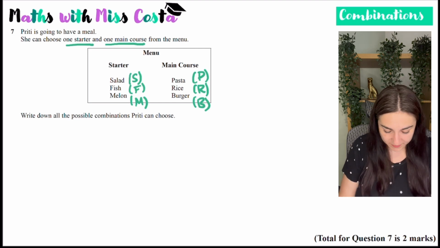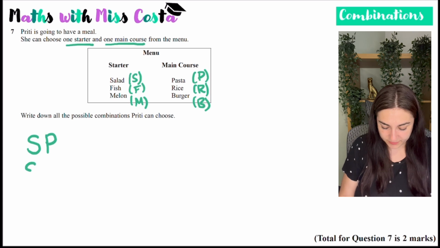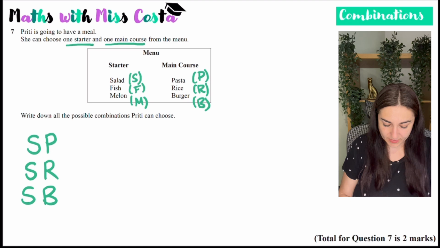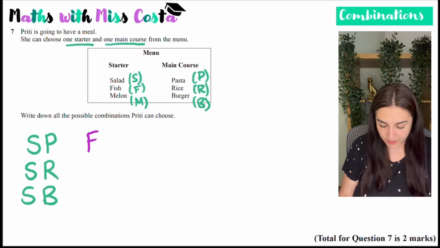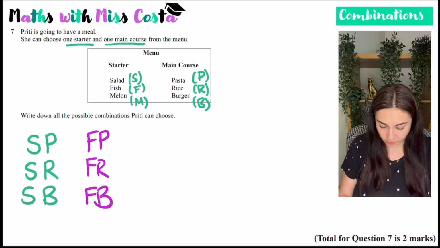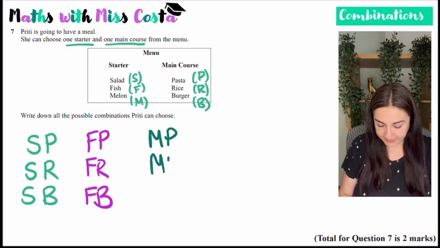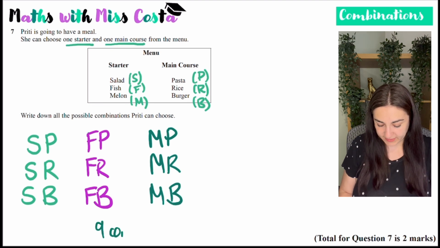So we start first with the salad. I could have a salad with a pasta, a salad with rice, or I could have a salad with a burger. Then we move on to the fish. So I could combine a fish with pasta, a fish with rice, a fish with a burger. And then my last options would be a melon with pasta, melon with rice, and melon with burger. So 9 combinations in total.